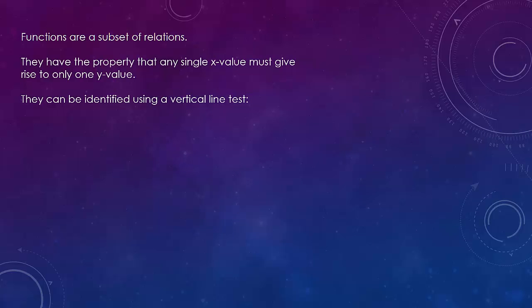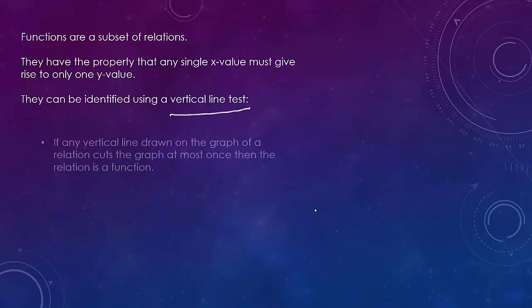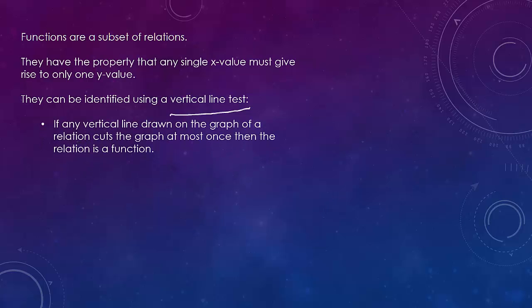They can be identified using what's known as a vertical line test. So a vertical line test can be used to test whether a given relation is a function. If any vertical line drawn on the graph, and it has to be any vertical line, of a relation cuts the graph at most once, then the relation is a function. Now we'll look at this in operation.